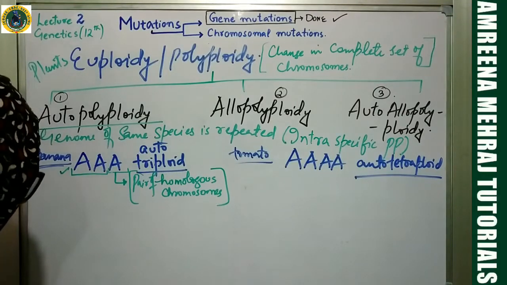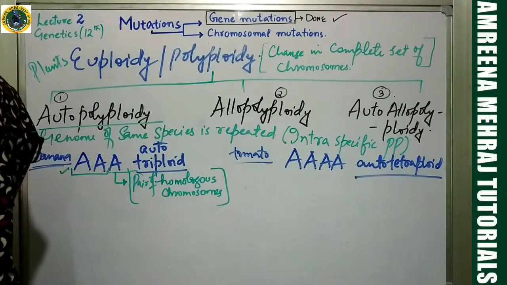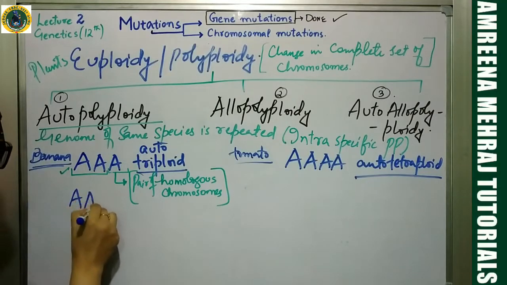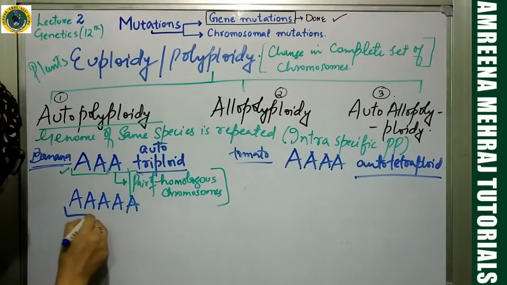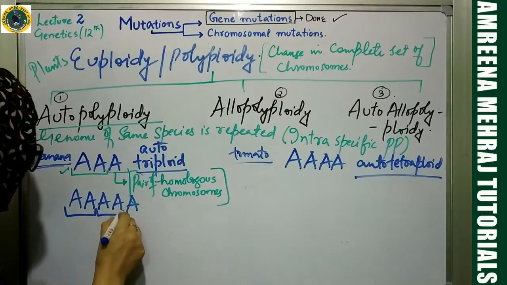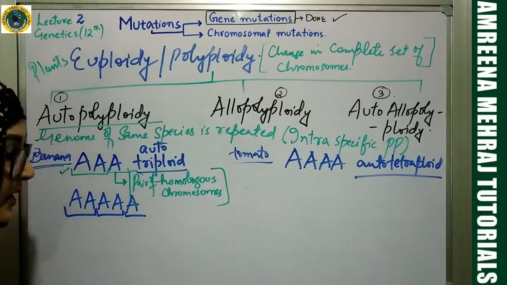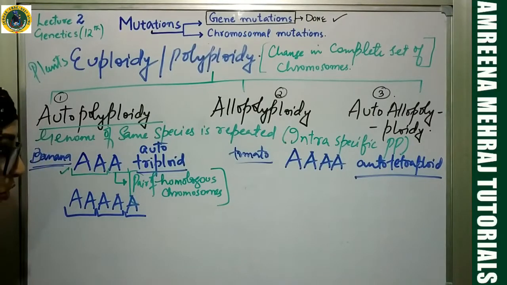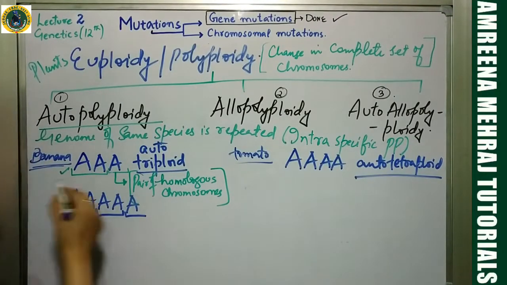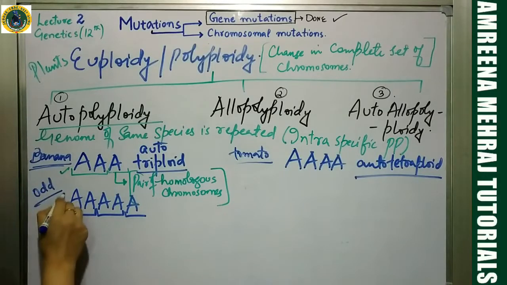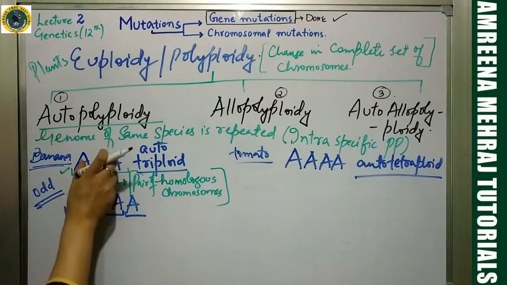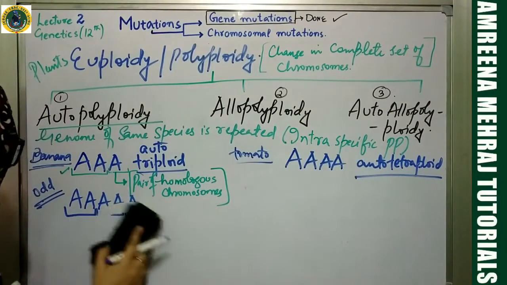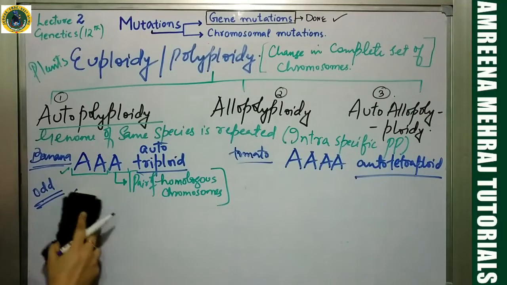Similar is the case, say for example, I'll take a case like this, AAAAA. How many sets are here? 5. These two will do pairing, these two will do pairing, this will remain unpaired. No possibility for homologous pairing. So can we say that those which have an odd number of chromosomal sets, odd genome sets, like this AAA, in them pairing is not possible.